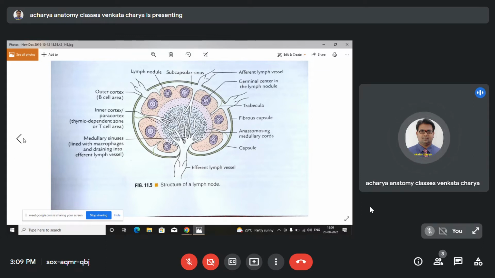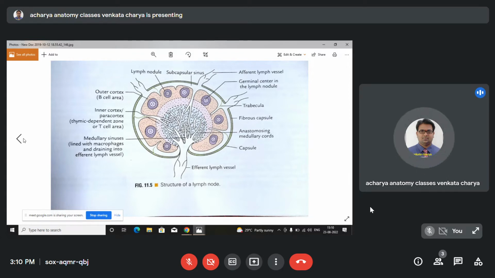Inner extensions run towards and pierce the cortex, going up to the medulla. These extensions we call trabeculae, the inner extensions of the capsule. Then come to the lymph node itself. The lymph node consists of two parts, an outer part and an inner part. The outer part we call the cortex, and the inner part we call the medulla. So this one is the medulla and this one is the cortex.